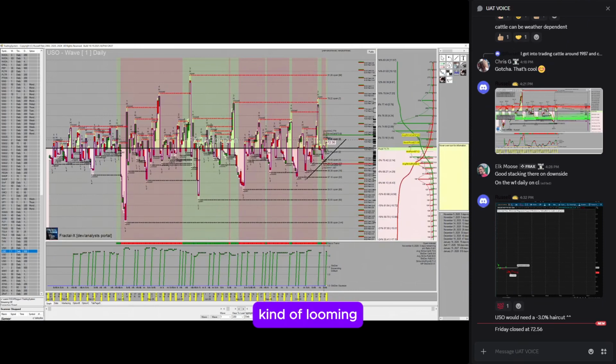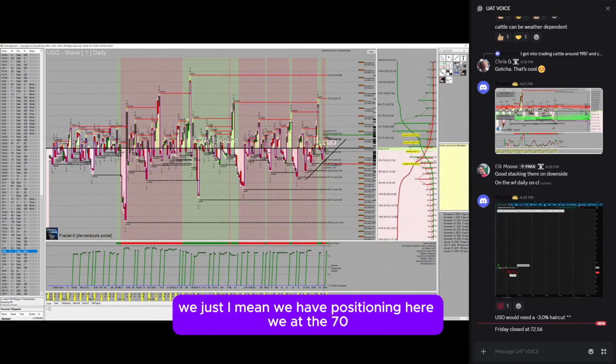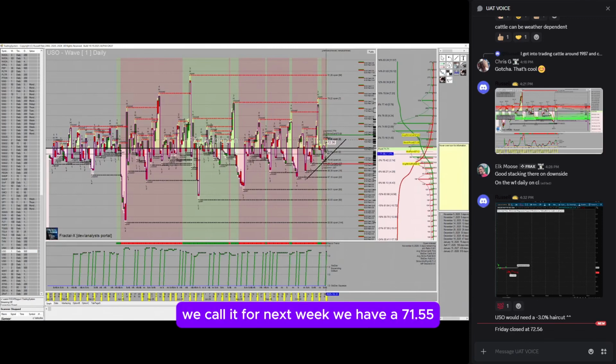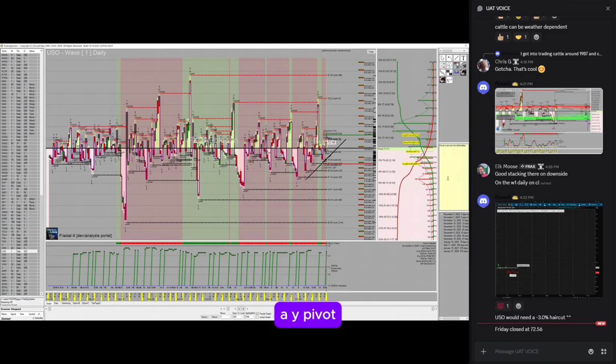We have positioning here. We're at the $70 strike. You can actually see there's a substantial out of the money put position below this. We call it for next week. We have a 71.55 OI pivot, right? So below that, obviously, there's potential for the downside. Market makers are net selling USO stock to hedge, right? So we can grind down in that scenario.